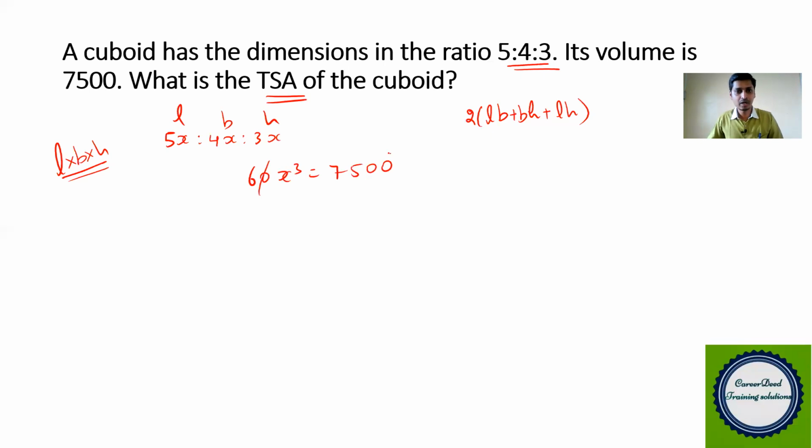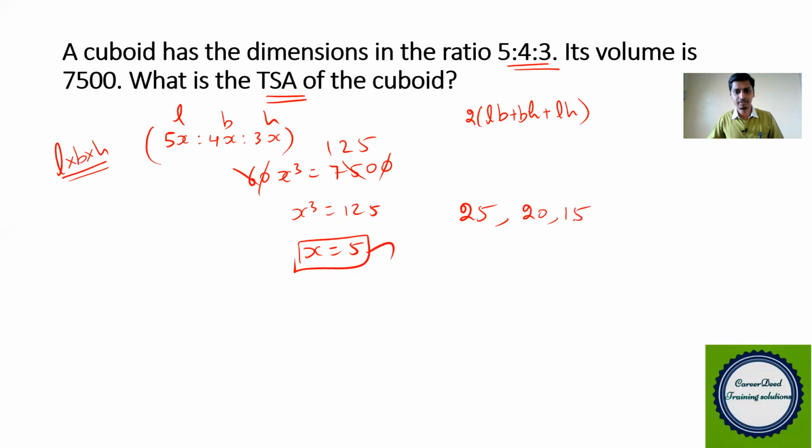Now, cancel the 0 and 0. So if you cancel this, 6 times 2 is 12, and it is 5. So x cube equals 125. So what is the value of x? The value of x will be 5. Now you identified the value of x equal to 5. So with this you can easily find the length, breadth and height. Substitute this 5 in place of x. You get 25 for length, 20 for breadth, and for height it will be 15.